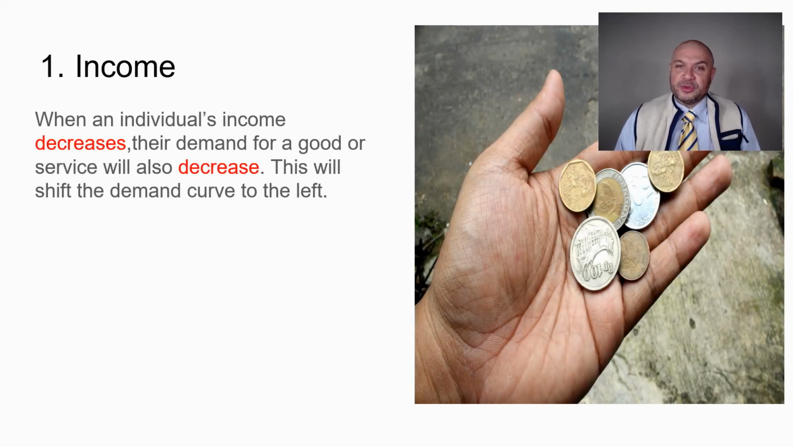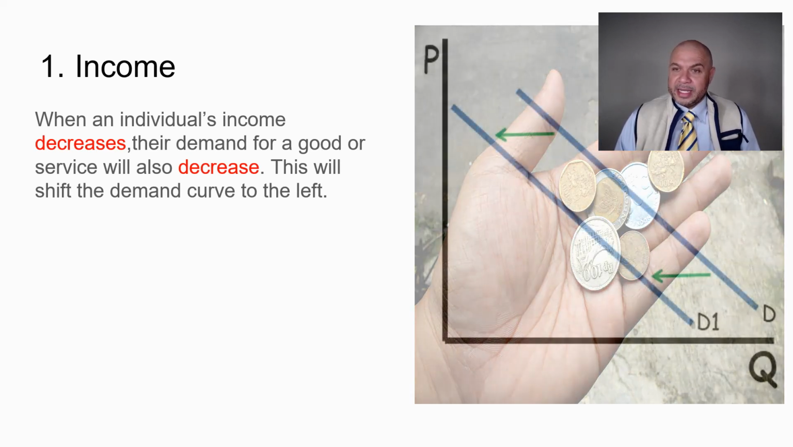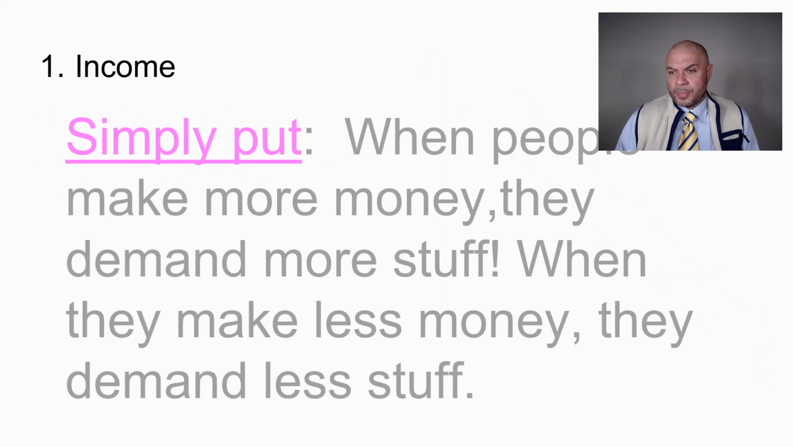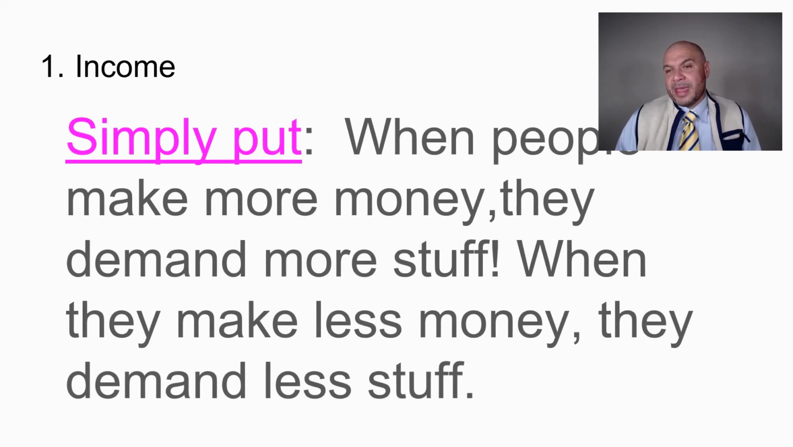Now, when an individual's income decreases, they make less money. What's going to happen? Since they make less money, that's going to cause the demand curve to shift to the left. It's going to cause a decrease in demand. So therefore, you see the demand curve D shifting to the left, and our new demand curve D1 to the left of the original demand curve. And this was caused by a decrease in income. All right, so simply put, when people make more money, they demand more stuff. Curve shifts right. When they make less money, they demand less stuff. Curve shifts left. It's as simple as that.